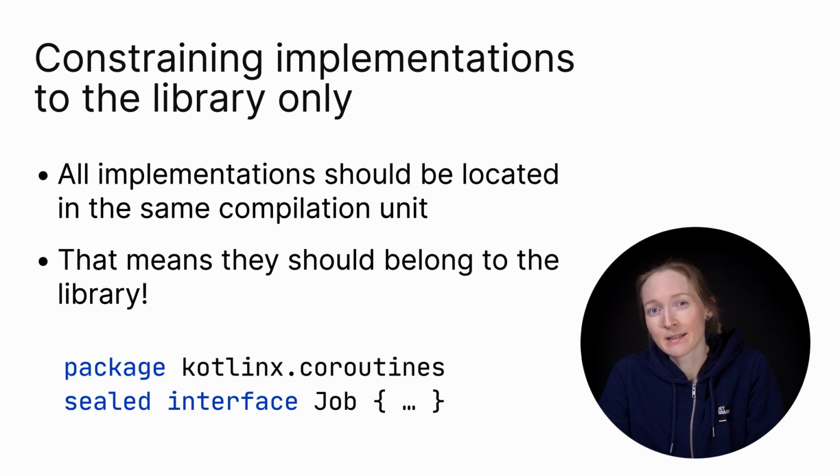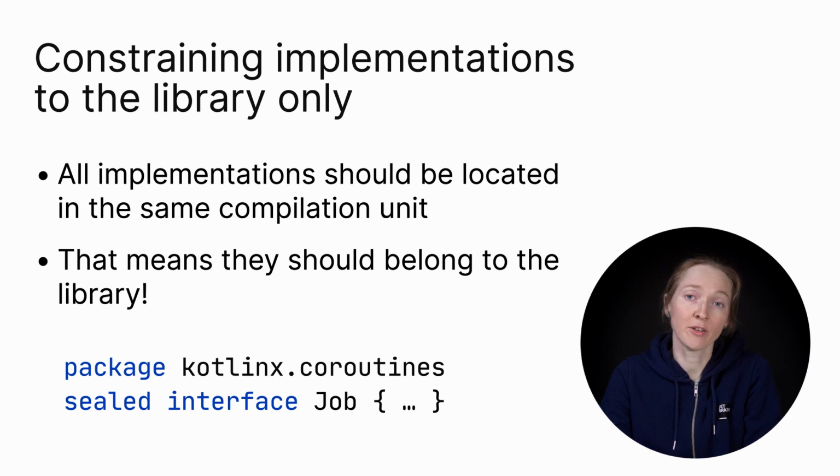Another use case when a sealed interface becomes really handy is constraining implementations of an interface to the library only. Since all the subclasses should be located in the same compilation unit, it automatically means they could only be defined inside this library. For example, if we define the interface Job from the kotlinx.coroutines package as sealed, that will forbid extending it outside the library. It was always an intention, but it was impossible to restrict it by the compiler before.